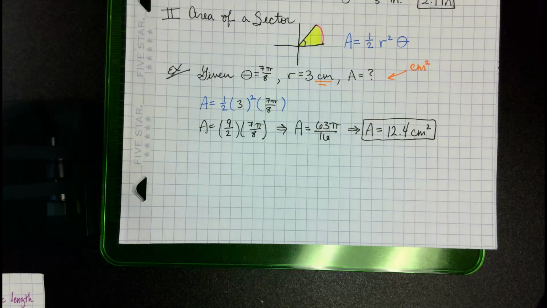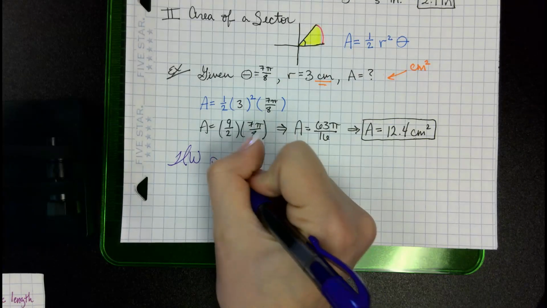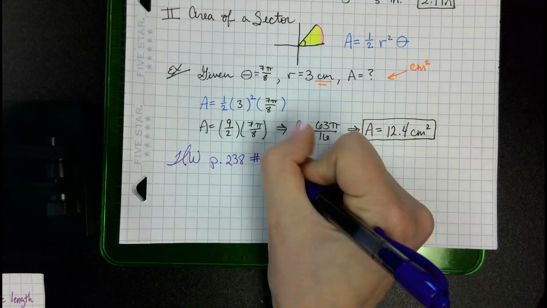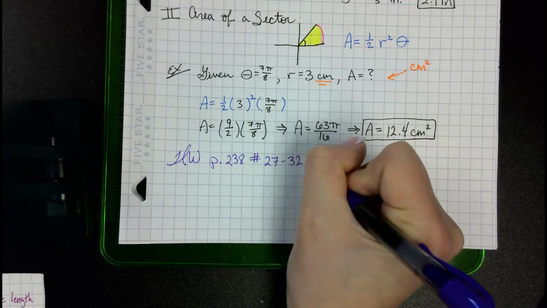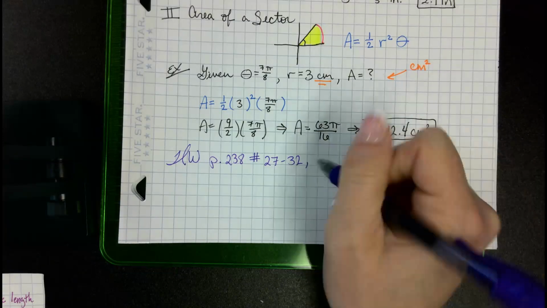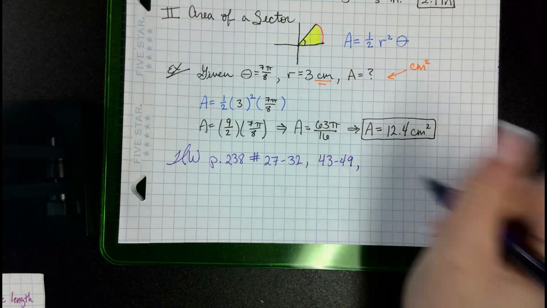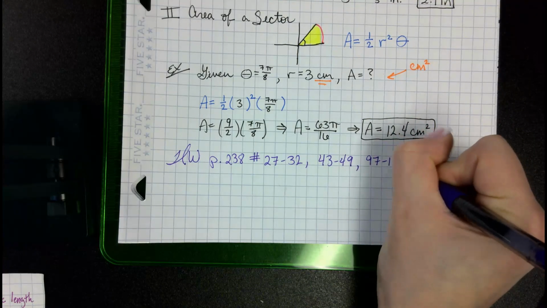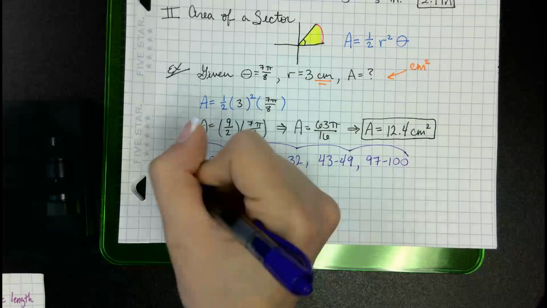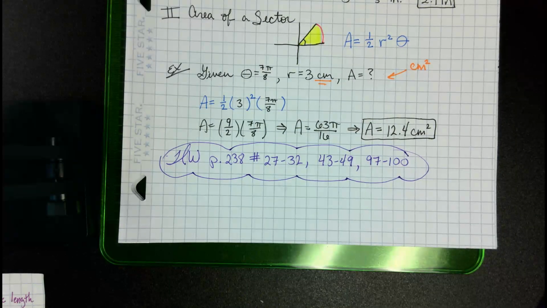And there you go. So your assignment. It seems long, but these problems go really quickly. We're still on page 238 to start. Numbers 27 to 32, which is your area, your arc length section. Then 43 to 49 is your area of a sector section. And then 97 to 100 is just more of your critical thinking, SAT prep type questions. Round everything to the 10th.